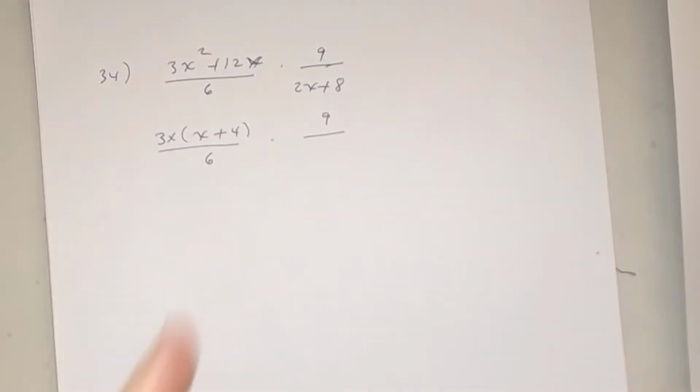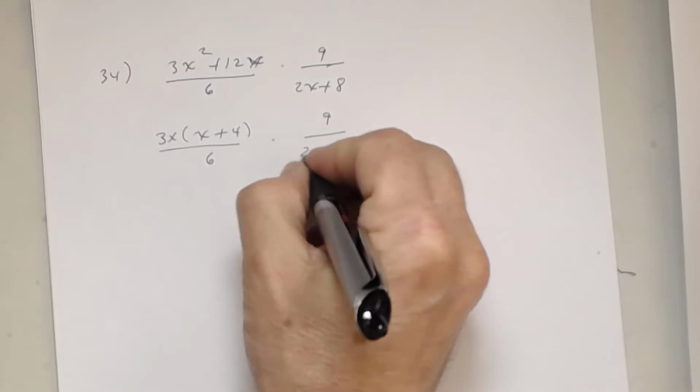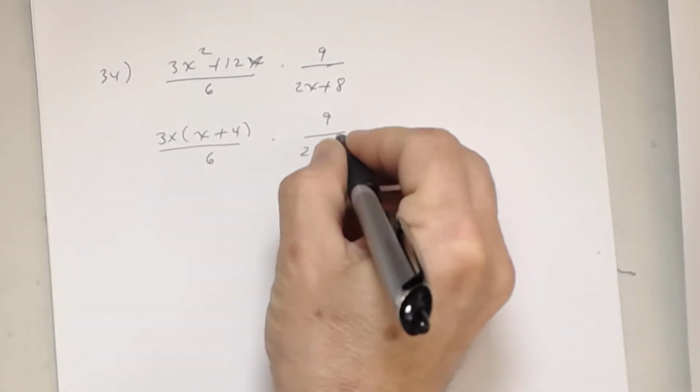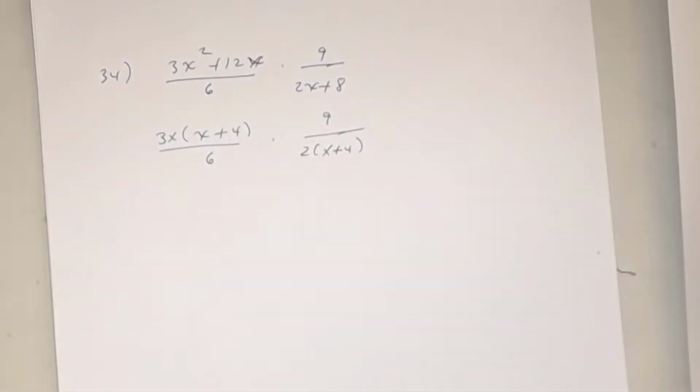The denominator, though, in the second fraction is a binomial. Can I factor that one? What can I factor out? 2. So that's 2 times what? 4. Okay, so that's where I'm at. Okay? All right, now, what's step 2?